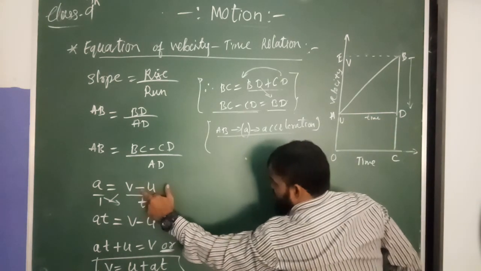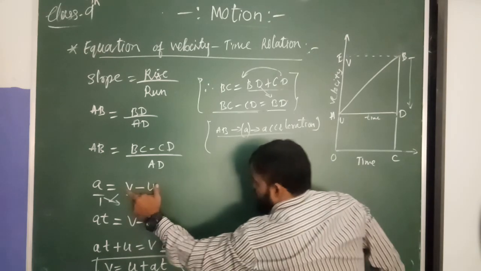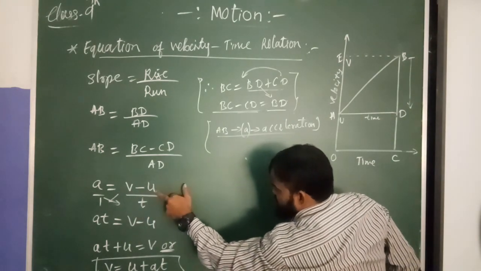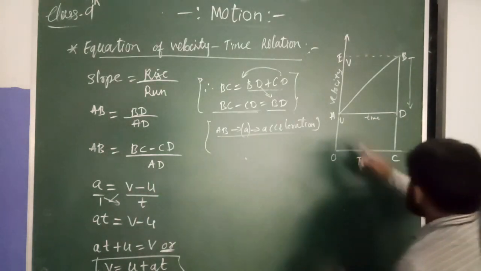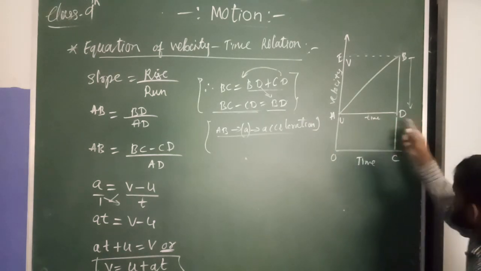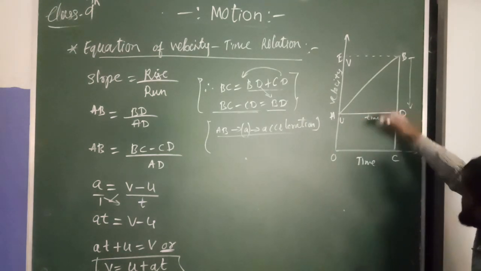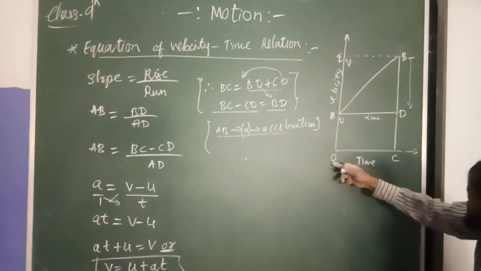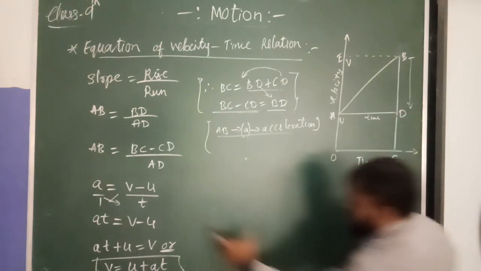Final velocity minus initial velocity, divided by AD. What have you taken here for AD? From here to here, and here to here, they are the same. Both are parallel and equal also. Here to here is what? Time. That is for time we have taken.